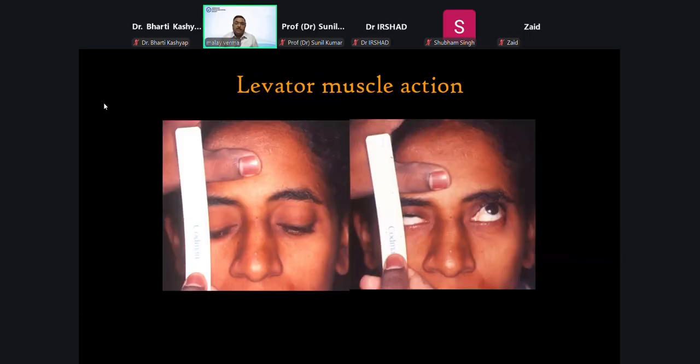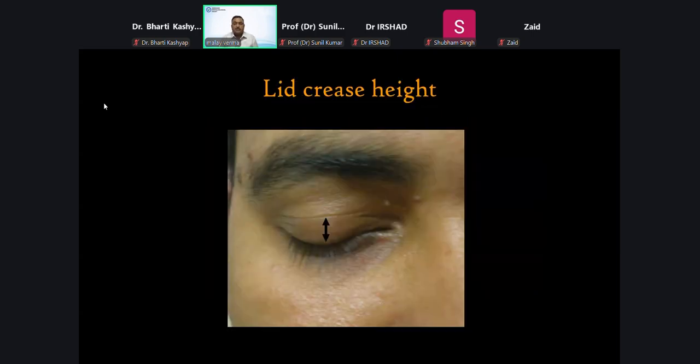And when we do a levator muscle action, we need to first ask the patient to look down and place the thumb firmly on the frontalis to negate its action. Then ask the patient to look up to the ceiling. So the excursion of the upper lid from the lowest point to the upper point gives the amount of LPS muscle action. And this is the lid crease height.